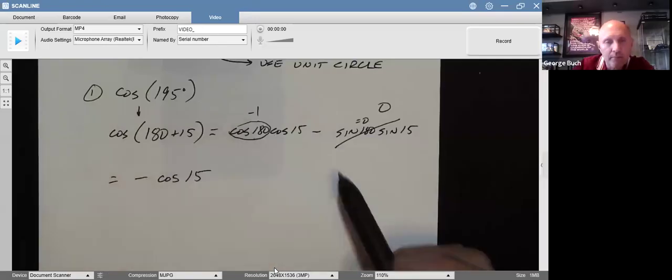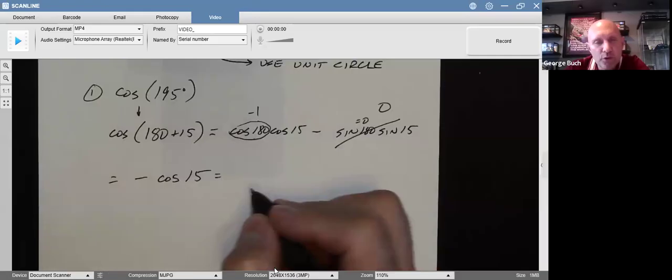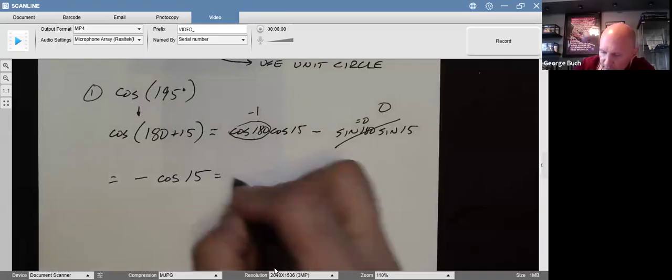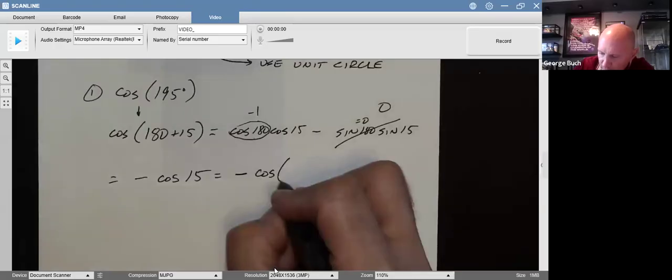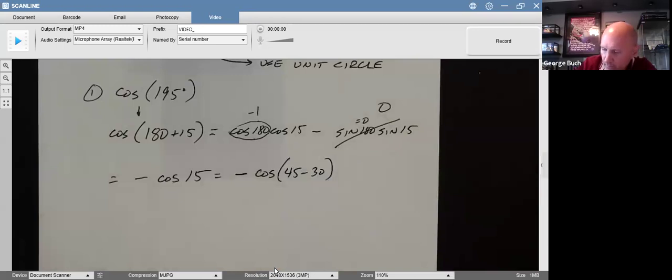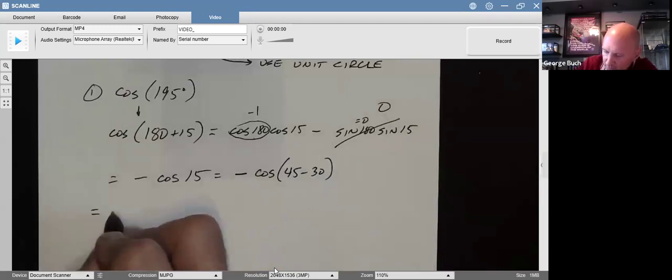Now do it again. Do I have any unit circle measurements that if I add or subtract could get me to 15? Well, I have several. I could do 60 minus 45. I can do 45 minus 30. You have a bunch of options. So I'm just going to do this, but don't forget about this negative. This is like negative cosine of 45 minus 30. So this is equal to negative.